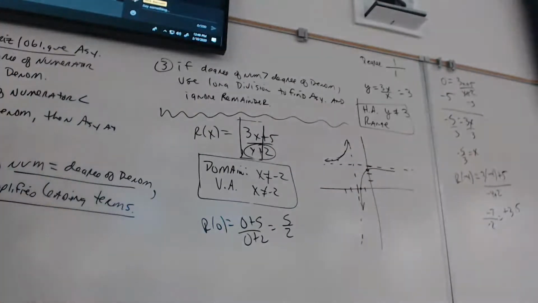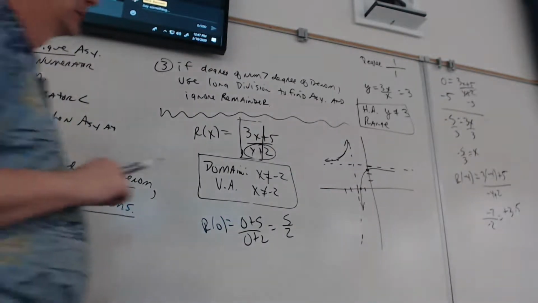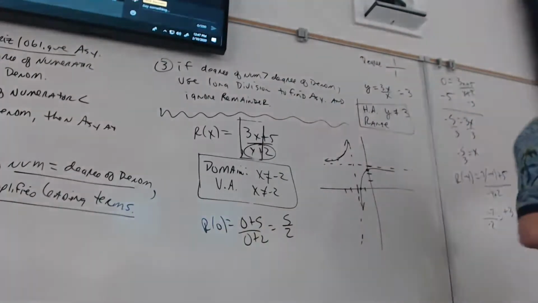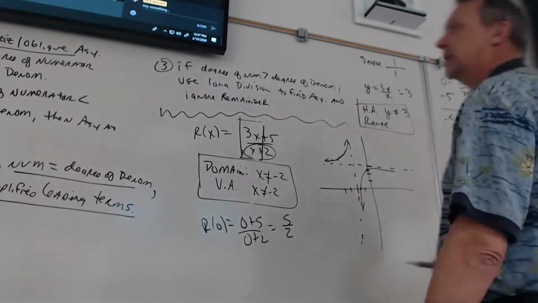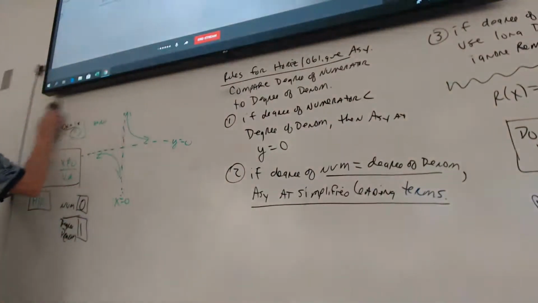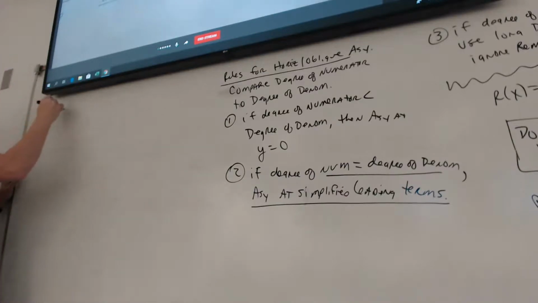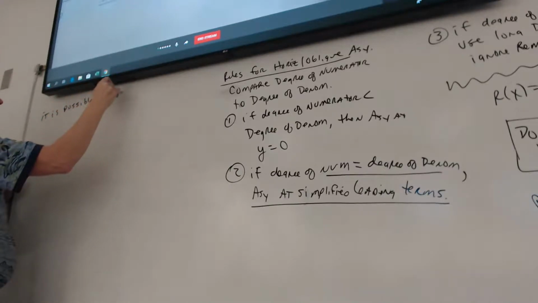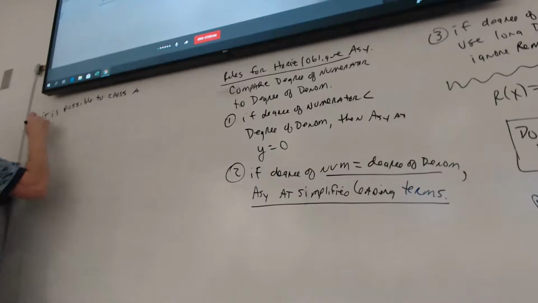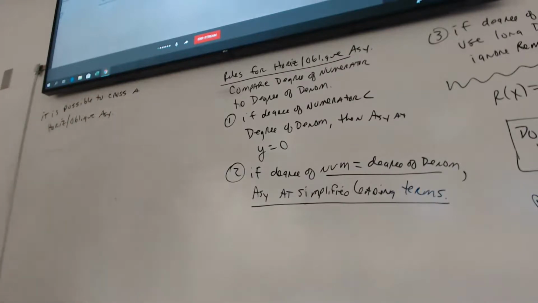Now, I'm going to give you guys a bonus that I did not give my other class today since we've got 3 minutes left. I'll tell them tomorrow. Okay? So, I'm going to give you a bonus over here. It is possible to cross a horizontal or an oblique asymptote. Okay? How do you know?